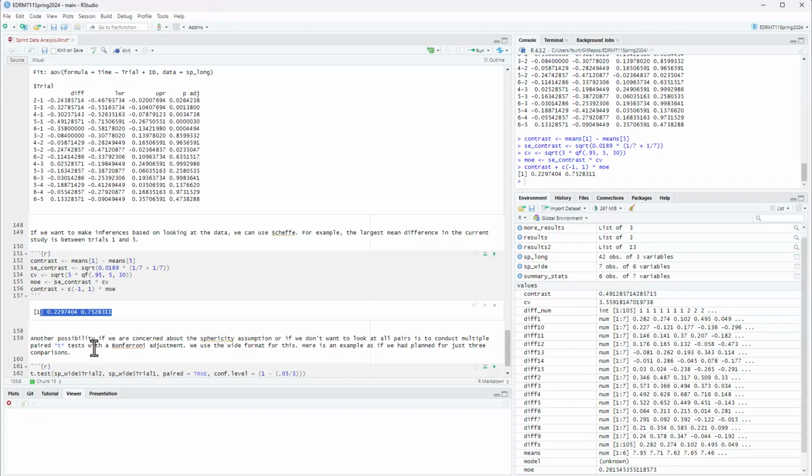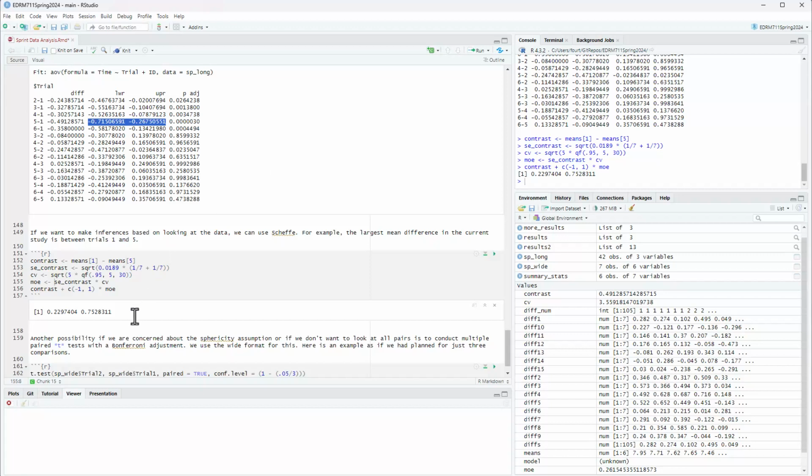So that means that from trial 1 to trial 5, I can infer a drop in time somewhere between about 1/4 of a second and 3/4 of a second. Let's compare that to what we got with Tukey. What we got with Tukey is from between 0.27 and 0.72 for that same interval. Well, think about that. That's narrower.